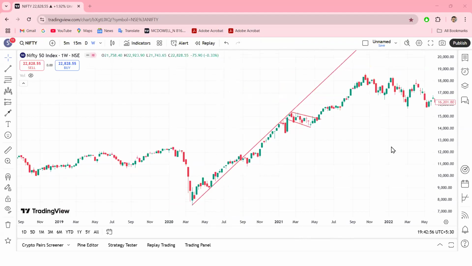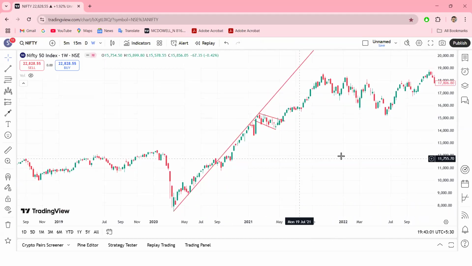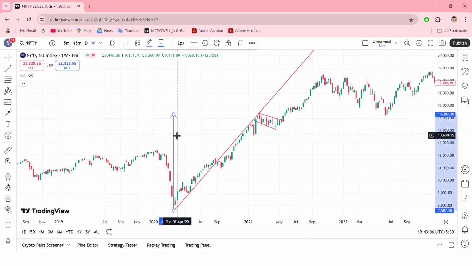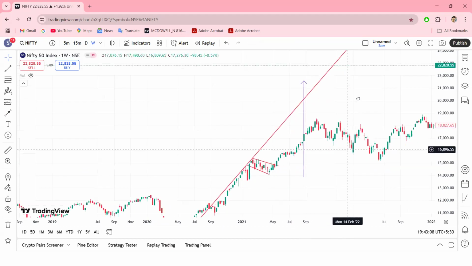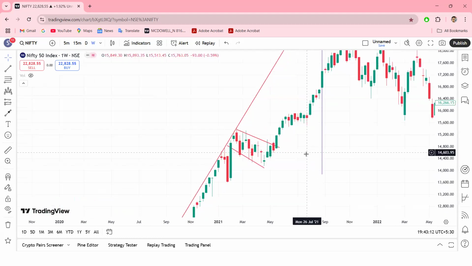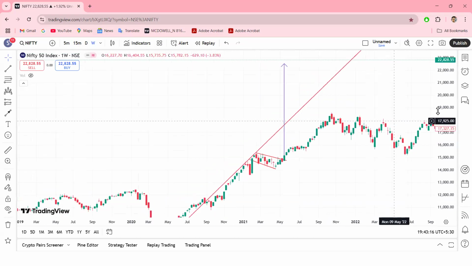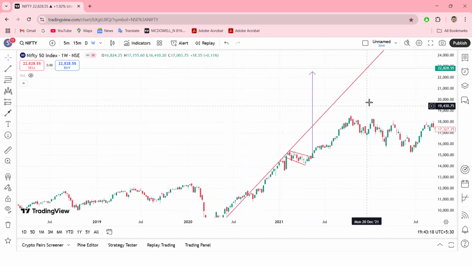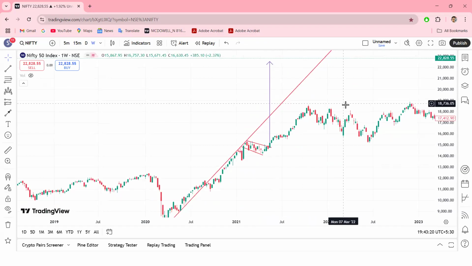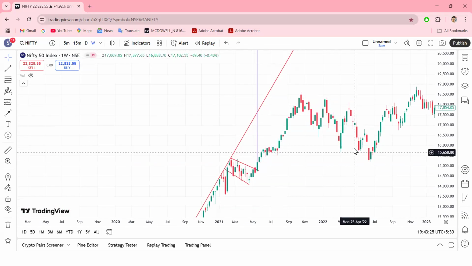Okay. So after that, your target will be this height. You can keep a target of this height. You can just plot the same height, and after the breakdown, this is your breakdown candle, and you can plot the same height. So this can be your target like this, according to the flag and pole pattern.